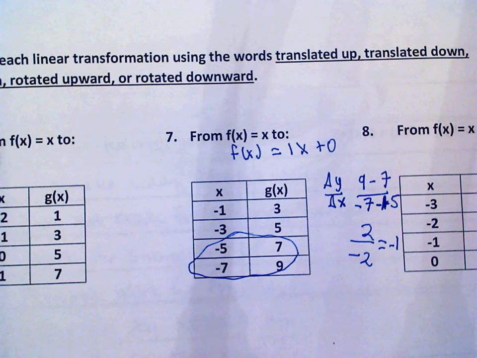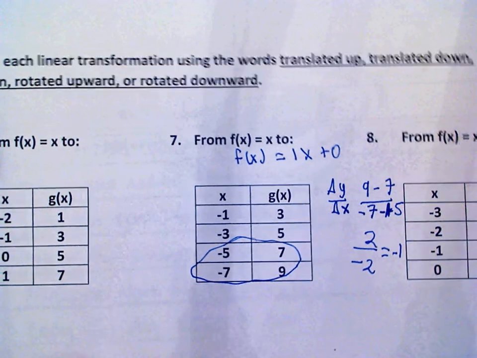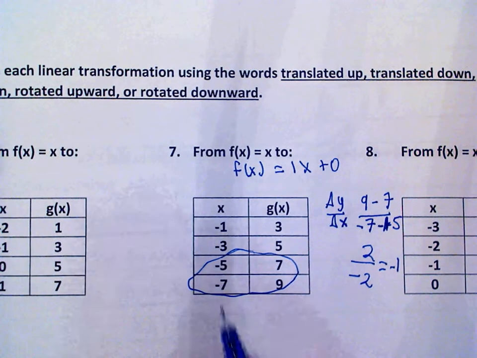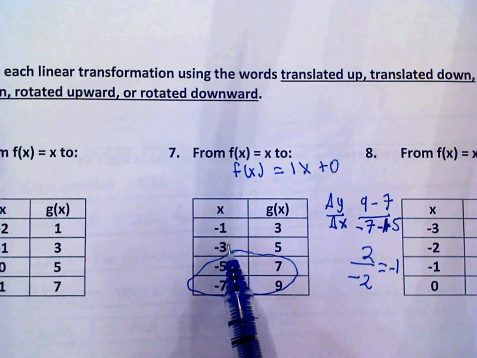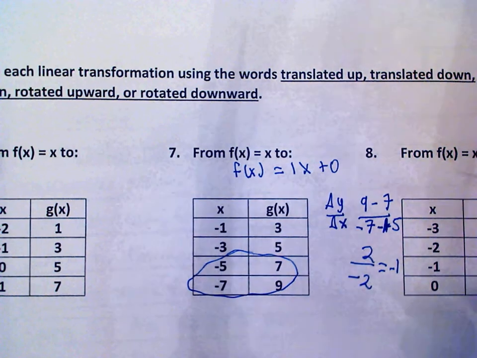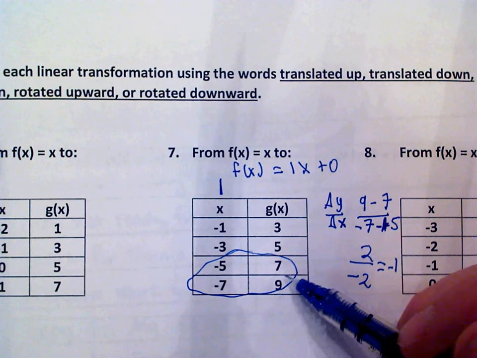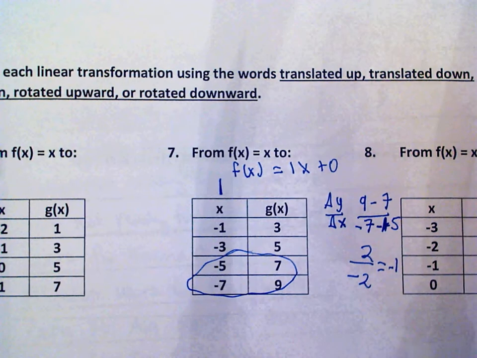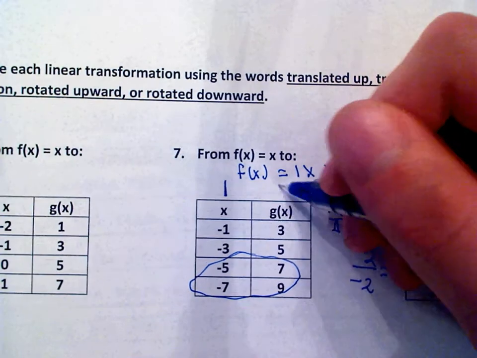Now to find the y-intercept, it's kind of tricky because they don't just outright tell us what g of x equals when x equals 0. So we're going to have to do some inferring here. You can notice in the x that we're going up 2 each time. So we go negative 7, negative 5, negative 3, negative 1, and we'll go to 1. And then g of x is going down 2 every time. So we go from 9 to 7 to 5 to 3, and this one is also going to 1.